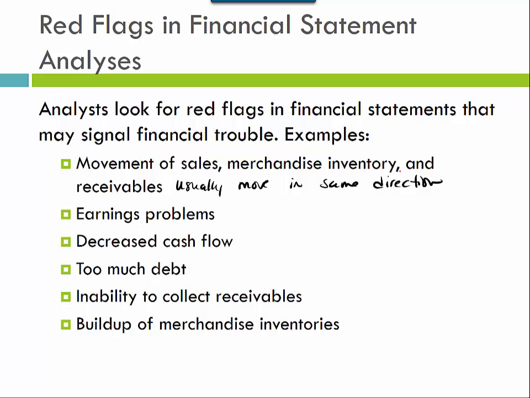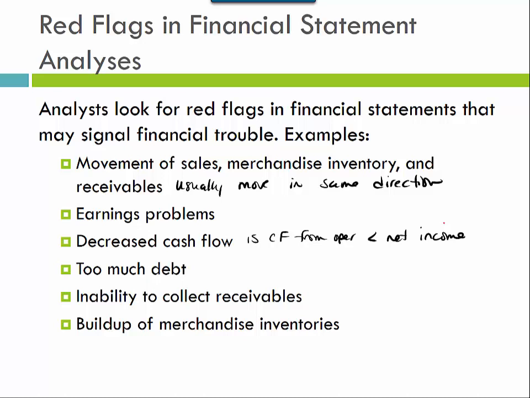Earnings problems, if any of these profitability ratios are starting to go down. Decreased cash flow. If we go back to the statement of cash flows, if you see a company where their cash flows from operating is less than their net income, that would be a big red flag. It doesn't mean I would never touch this company, but if it was me, I would want to look a little bit more here. No one ratio can tell you the whole story. You have to put a lot of this together. But that would be a big red flag.